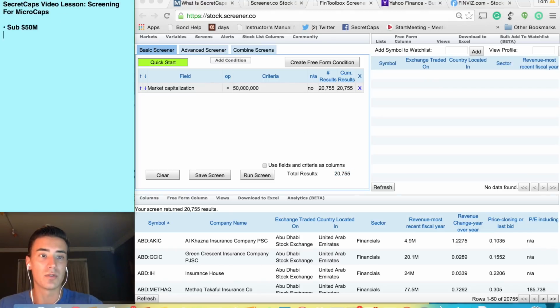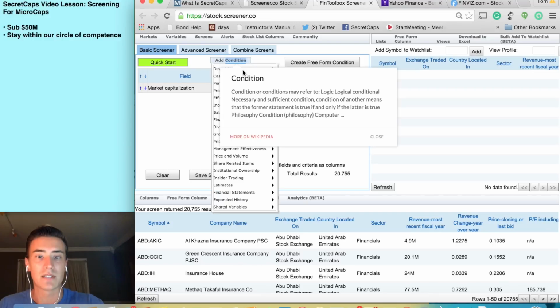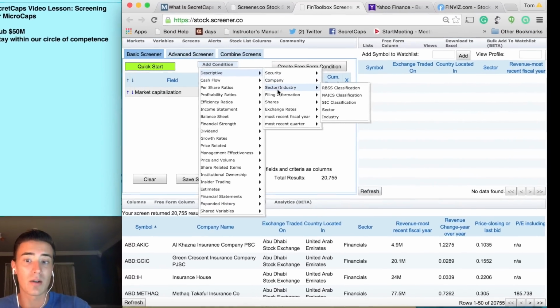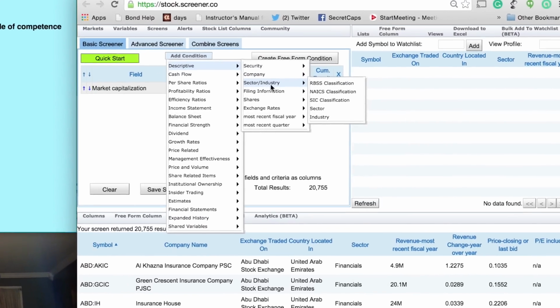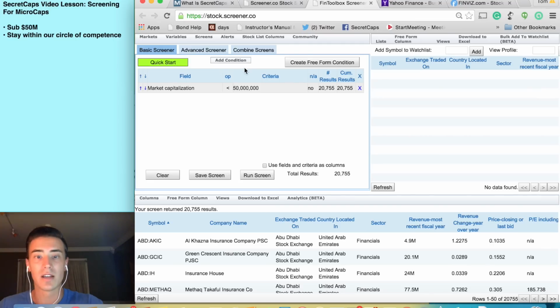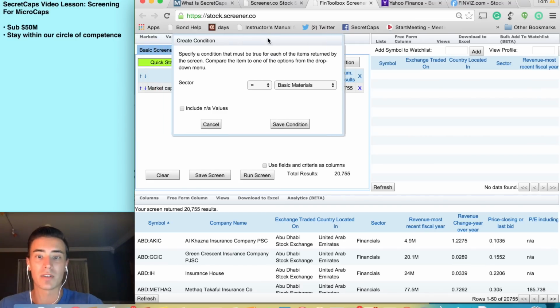Next thing I want to do is back to the top left-hand corner. Stay within our circle of competence. So to do that, we exclude sectors which we're either out of our circle of competence, we're not knowledgeable in, we're not pros at looking into that sector or industry, or that we don't want to invest in. So I avoid 4 sectors in particular.